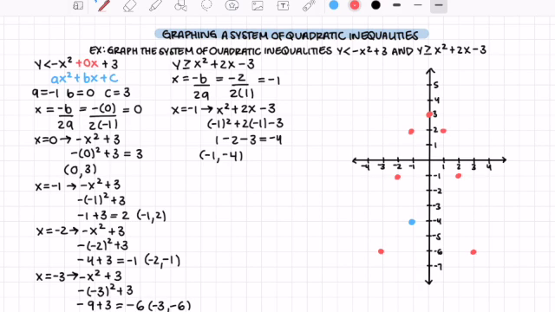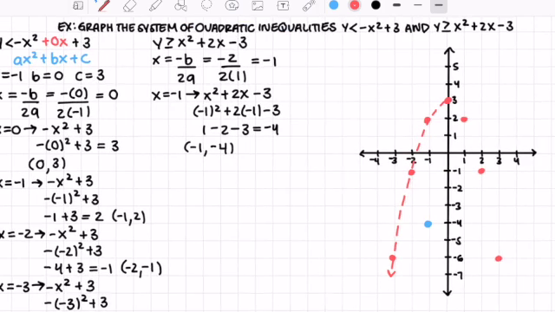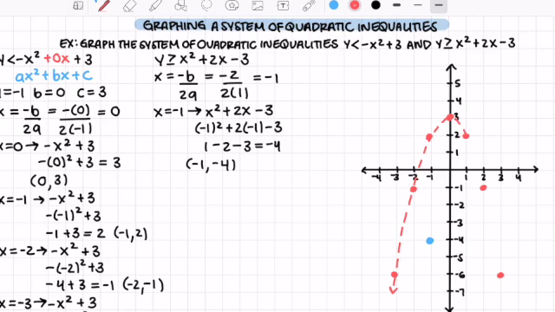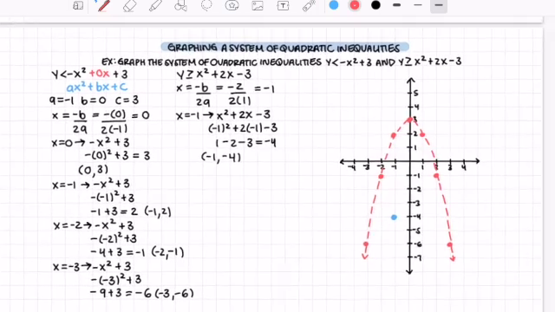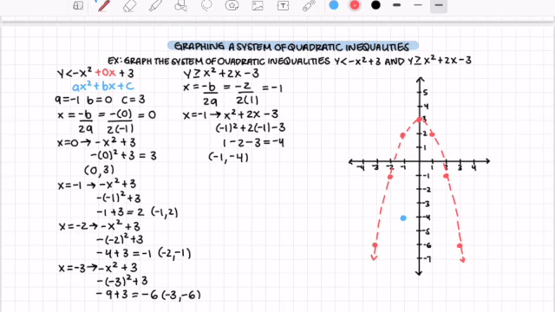And since this graph or this inequality is a less than symbol, that means that I have to create dashed lines again. They go all the way down. Same for the other side. Going all the way down.